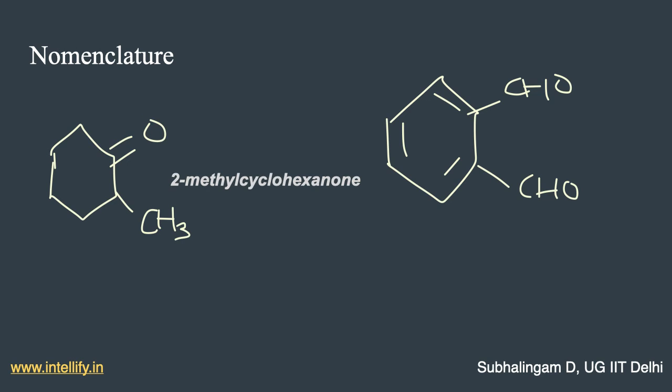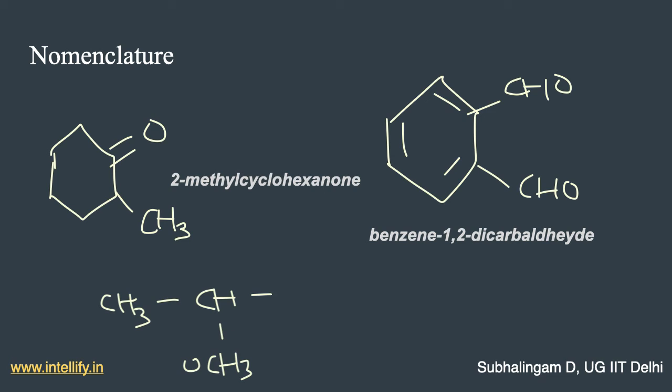So we have 2 CHO groups this time at the ortho position. So how do we name this? We are going to name this benzene-1,2-dicarbaldehyde. Di is used because we have 2 aldehyde groups over here. So benzene-1,2-dicarbaldehyde.